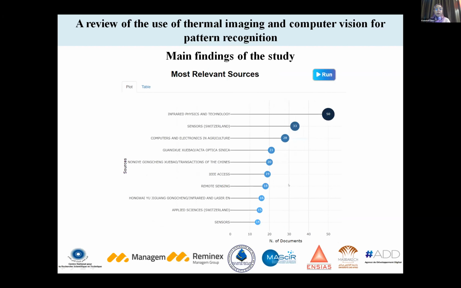Then we have the most relevant sources of the articles we reviewed. The global number of sources we found is 496. However, some journals are more dominant. For example, the journal Infrared Physics and Technology is where the most articles related to thermal imaging and computer vision are published, with a global number of 50 publications in this journal.